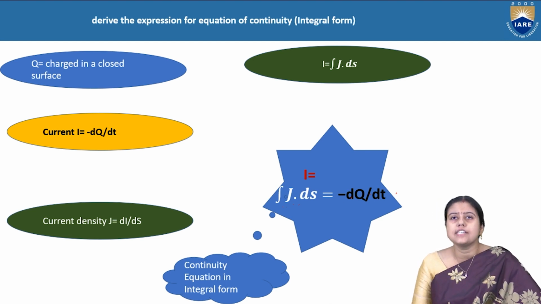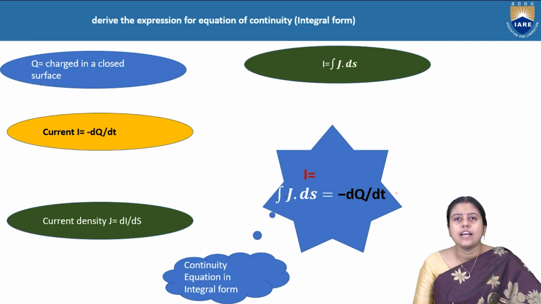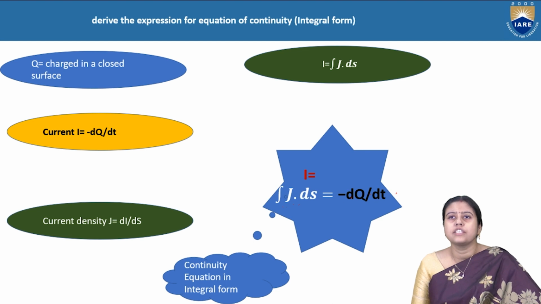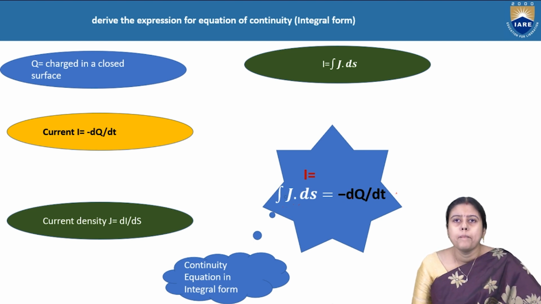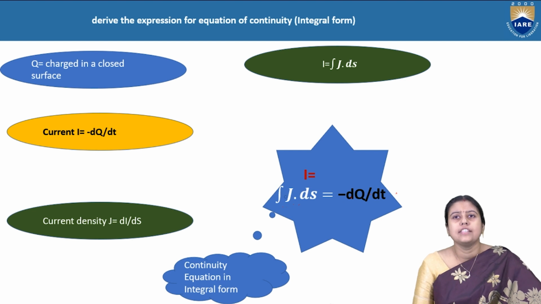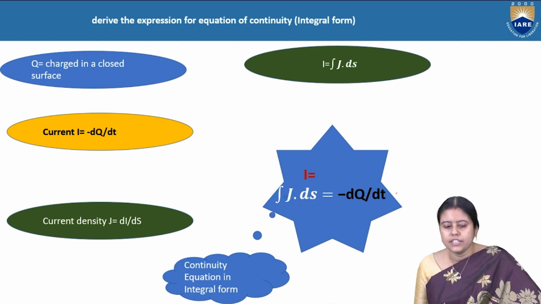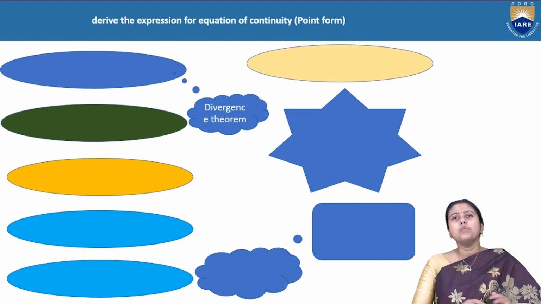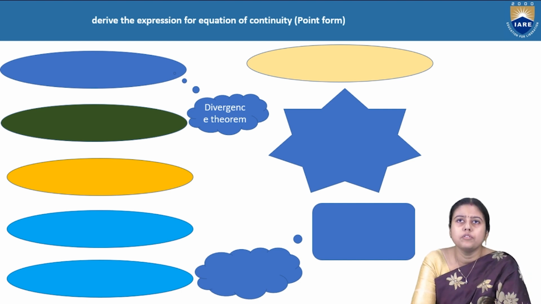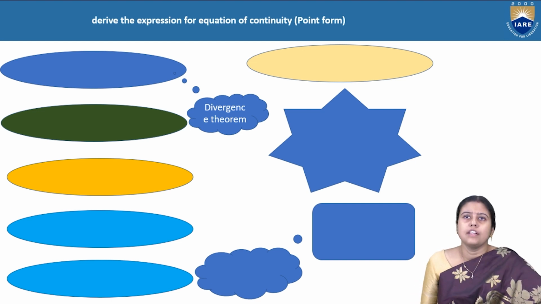What is current density? Current density is nothing but the charge per unit area. So what is current? I is equal to the integration of J dot ds, which is equal to minus dq by dt, and this is the continuity equation in the integral form. Now we will discuss the continuity equation in the point form. We also know it through the divergence theorem.